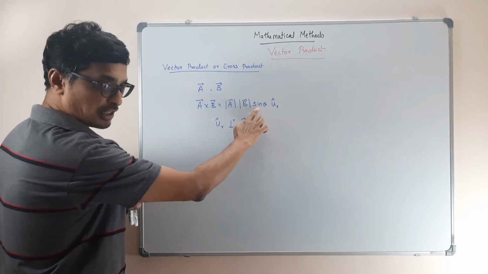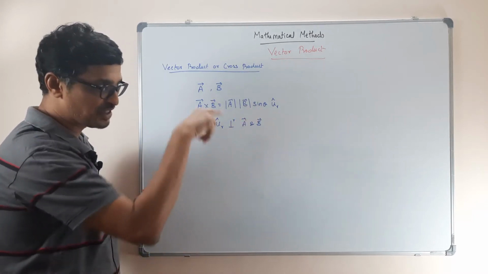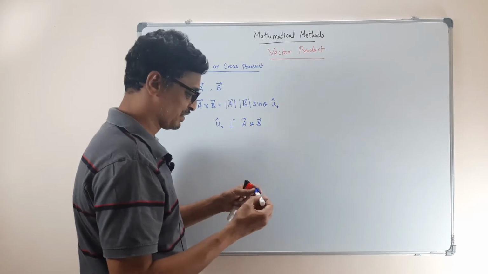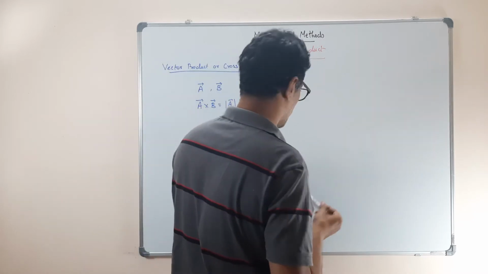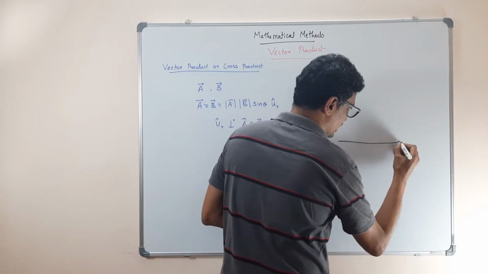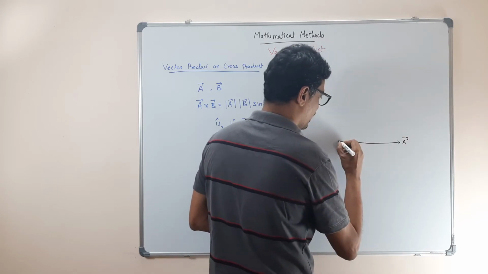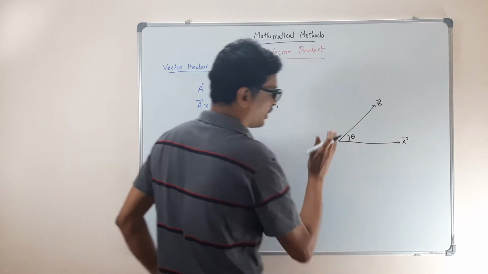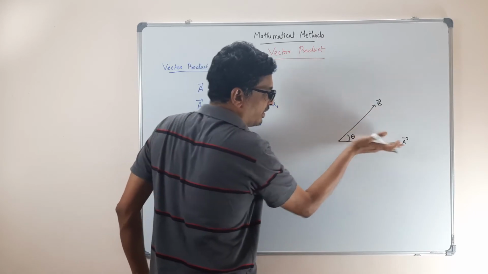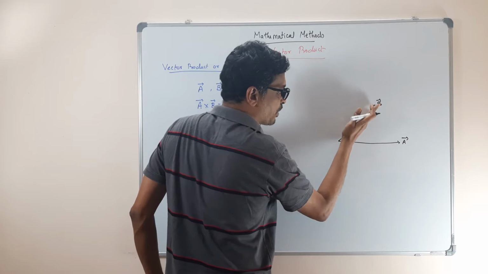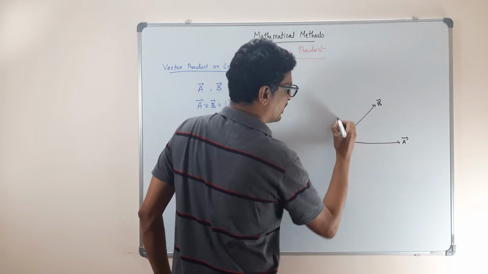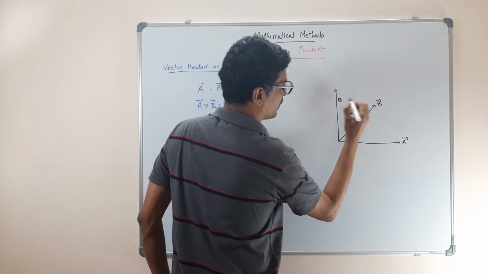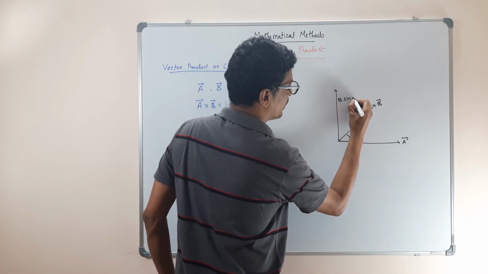There we had cos theta, here we have sin theta. So which component are we taking? Not y, the perpendicular component. For example, if this is my vector A, and this is my vector B, and this is the angle theta, in a dot product we took the component of B along A. Now you take the component of B perpendicular to A. That means it will be like this, correct? So this will be B sin theta, which is the magnitude.